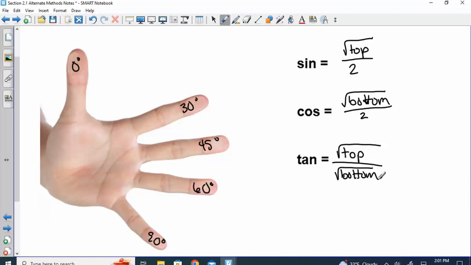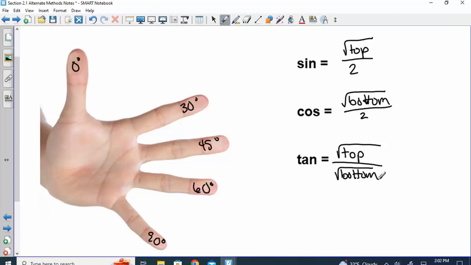Okay, so if I said I want to know the sine of 90 degrees. So here's a little fun fact about me. I can't bend in my pinky finger, so I have to hold it down. So sine of 90 degrees. How many fingers do I have above the one that I'm holding down? 4. So square root of 4 divided by 2. 2 over 2 is 1. So the sine of 90 is 1.